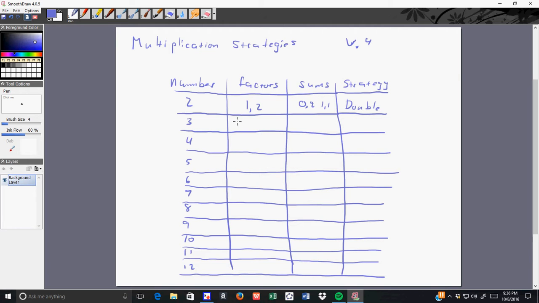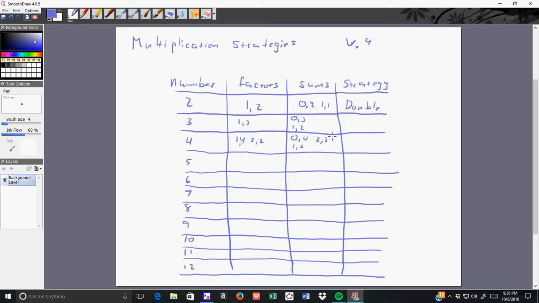The factors for 3 are 1 and 3 is also prime. The sums are going to be 0 and 3 and 1 and 2. And I don't really have a strategy for 3, but you'll see it doesn't really make too much of a difference. The factors of 4, though, are 1 and 4 and 2 and 2. And because it's 2 and 2, it's a square number. And the sums of 4 are 0 and 4, 1 and 3, and 2 and 2.